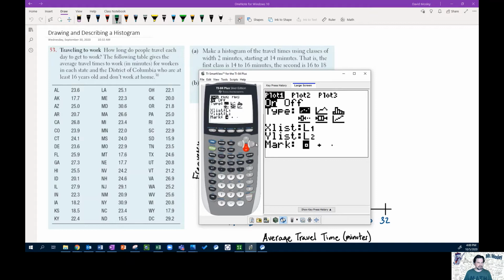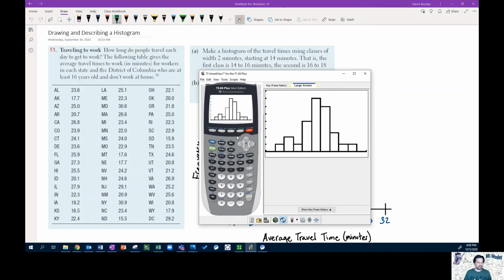And for the type, I'm going to scroll to the histogram. And then I need to change this to list L4. That's where my data is. And our frequency is going by 1 here. So then we can go to our graph.